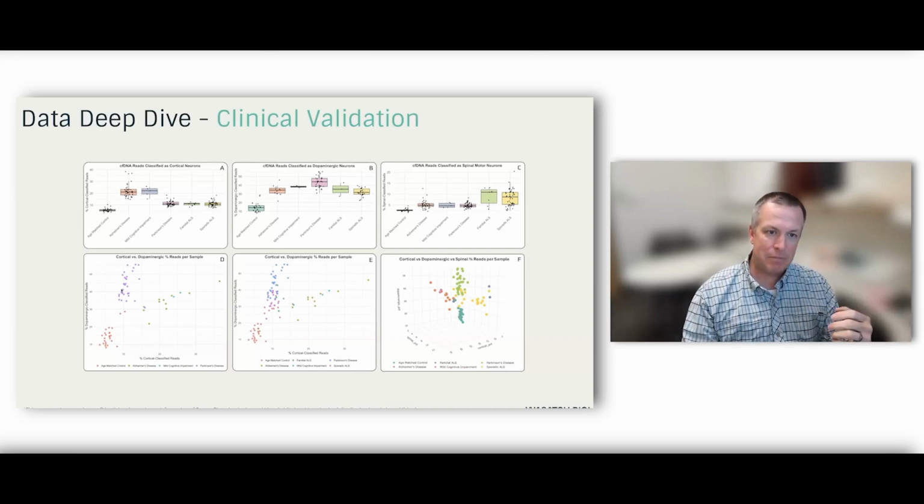The simplest form of that can be seen in panel D, where we looked at two distinct classifications, dopaminergic and cortical. When we look at dopaminergic and cortical and we look at age-matched controls, they're all in the lower left-hand quadrant here, which is what we would expect. Parkinson's disease separates nicely and has elevated dopaminergic neuron DNA, and Alzheimer's and mild cognitive impairment separate nicely and cluster on their own, having high levels of cortical neuron cell-free DNA present.